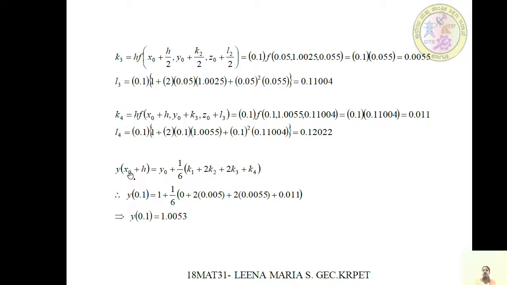Substituting in the value of y of x0 plus h, we get y0 plus 1 by 6 times k1 plus 2k2 plus 2k3 plus k4. So y of x naught plus h, which is 0.1, equals y naught, which is 1, plus 1 by 6 times K1, which we got as 0, plus 2 times K2, 0.005, plus 2 times K3, 0.0055, plus K4, 0.011. Simplifying, dividing by 6 and adding with 1, we get y of 0.1 equals 1.0053.